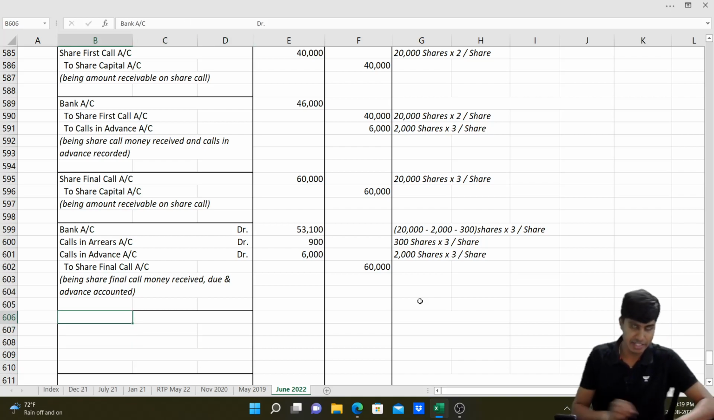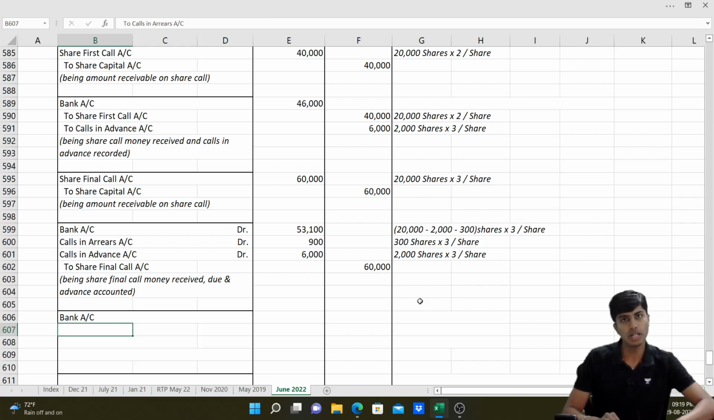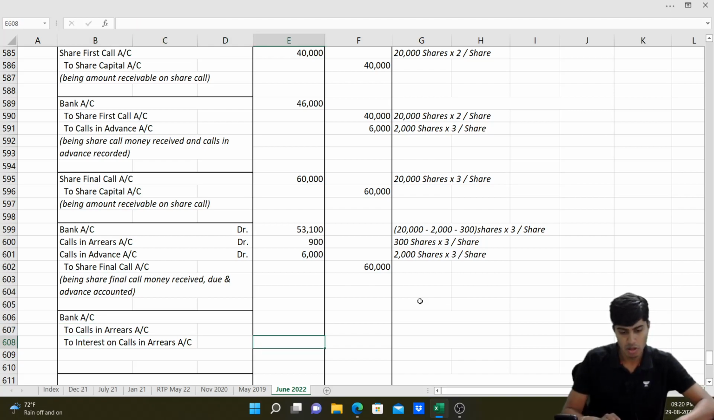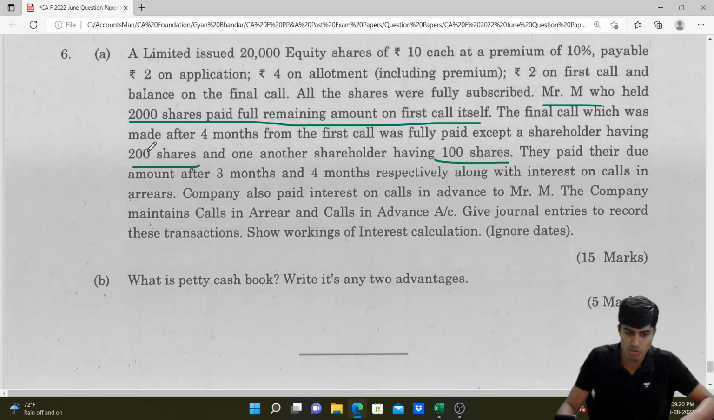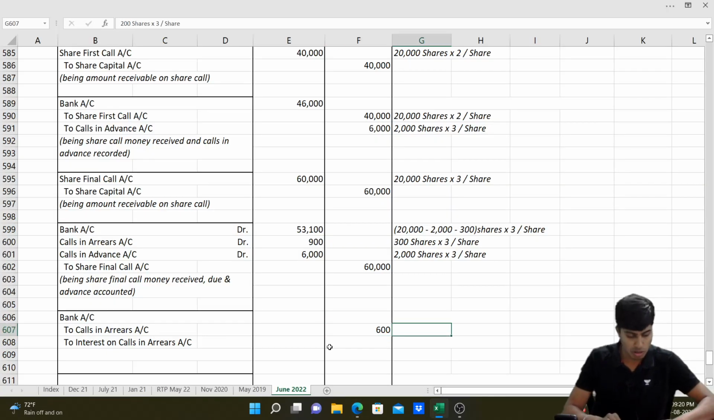First, let's write the entry for receipt of money. So we're going to receive money later. I'll write bank account debit to interest on calls in arrears. How much are we receiving as interest on calls in arrears? We're receiving calls money as well as calls in arrears money. Calls money is 900. Okay, no. There are two cases. First, you'll receive on 200 shares at the end of 3 months. Then you'll receive on 100 shares at the end of 4 months. So first, let me write for those 200 shares into 3, 600.